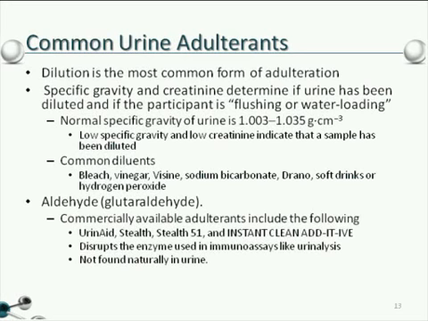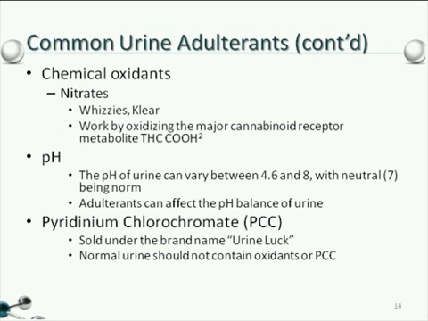Also, there are commercially available adulterants. I love the names such as Instant Additive and Urinary. These commercial adulterants have glutaraldehyde in them. And as I told you before, glutaraldehyde is not present in normal urine. Also, nitrates. These nitrates can be found in commercially available adulterants such as Busy and Clear. I love these names. And they actually work by oxidizing the cannabinoid receptor, thus affecting THC results.